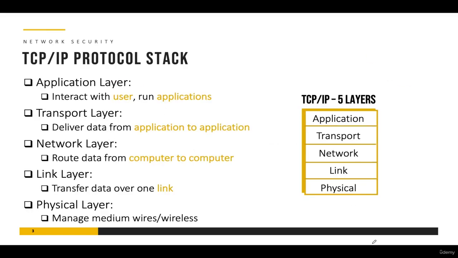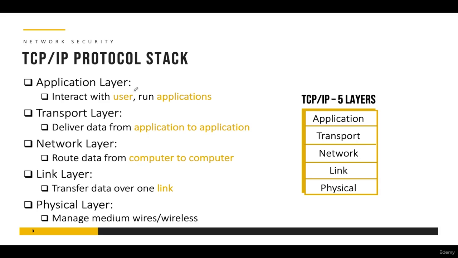So let's start with the TCP/IP protocol stack. Now, TCP/IP is a 5-layer protocol stack. It has the application layer, transport layer, network layer, link layer, and the physical layer. Starting with the application layer, this is the layer which runs user applications. So for example, if you have Skype running on your system or Internet Explorer, it will be this layer which is running that application. This layer interacts with users and allows users to input data or see the data.